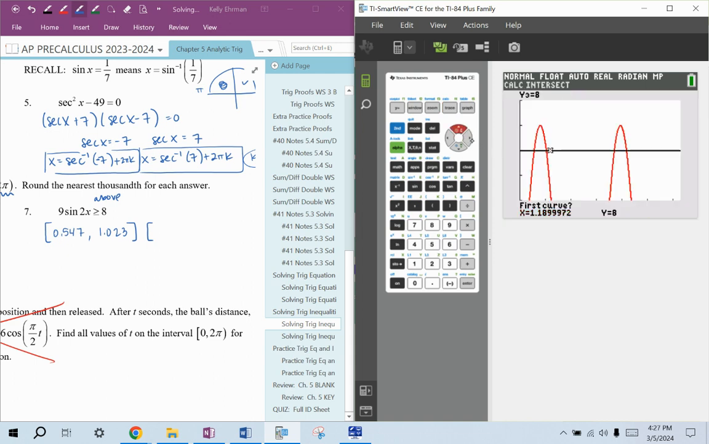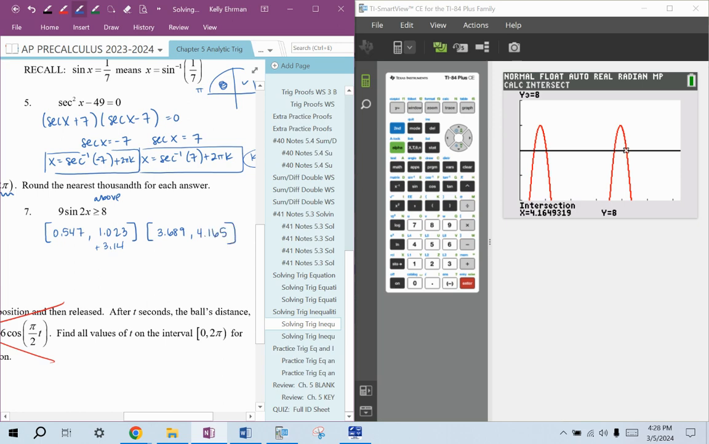You might not remember something like that on a test day, but that is how we started periodic functions way back in 4.1. Yeah, 0.547 plus 3.14 is probably 3.68. That seems right. So 3.689. And yeah, this point then should be 1.023 plus 3.14-ish. Again, you can just verify that. Enter, enter, enter.